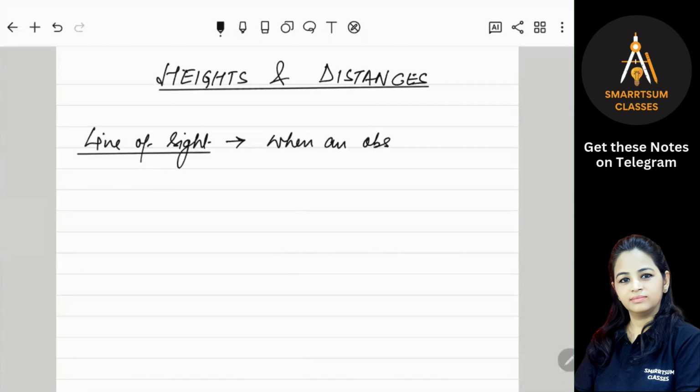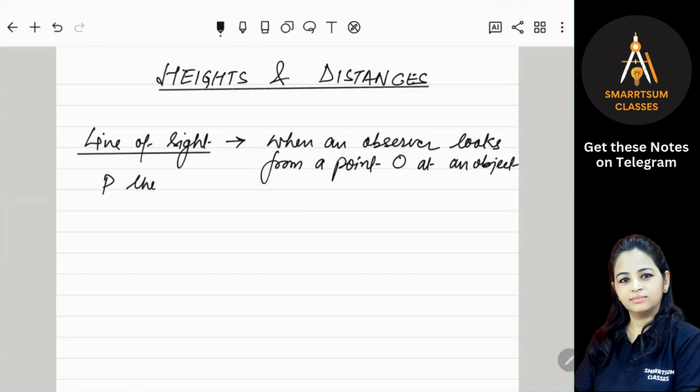When an observer looks from a point O at an object P, then the line OP is called the line of sight.